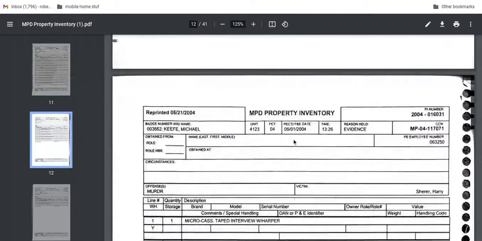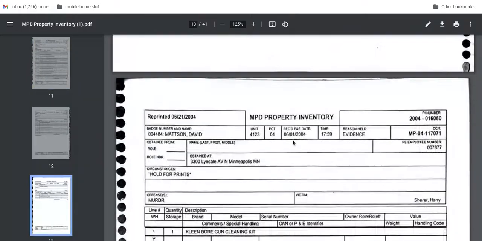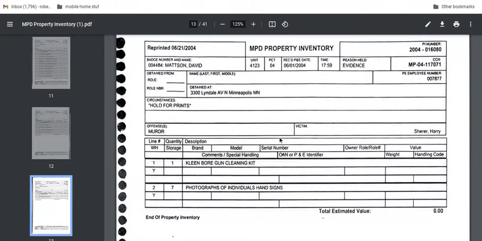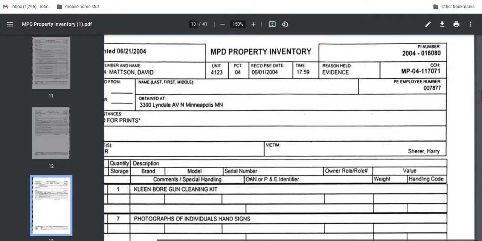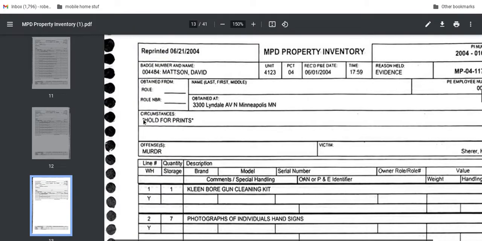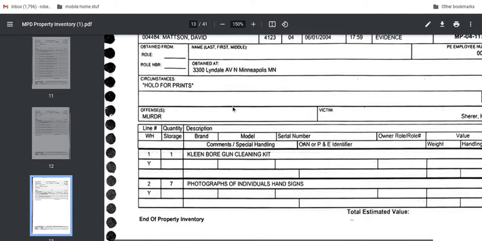So, alright, this is the address of that flower shop. It's on 6-1. Okay, so from the flower shop they have new evidence. Right here is a PI number. That's the inventory number. It's to be held as evidence for fingerprints. What would they find at the flower shop?